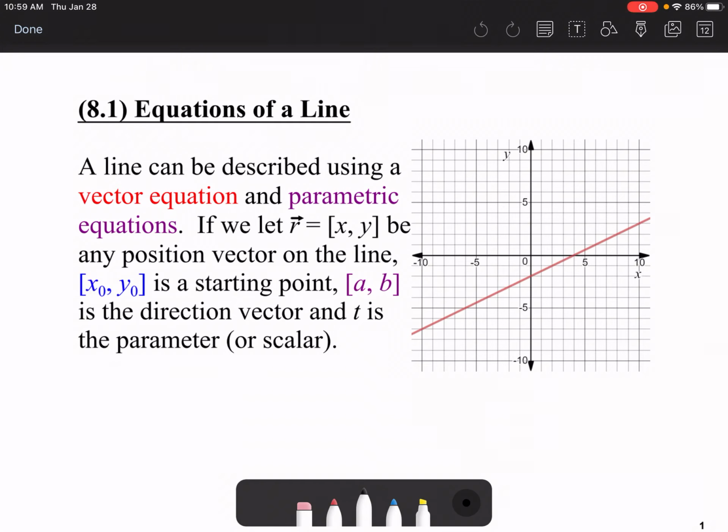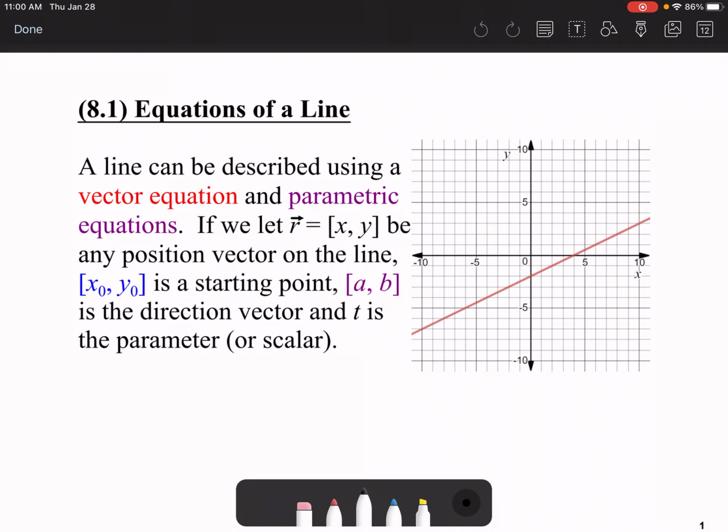Hello and welcome to Lesson 8.1, Equations of a Line. So today we're going to take a look at some equations of lines using vectors and various different forms of those equations. A line can be described using either a vector equation or parametric equations.